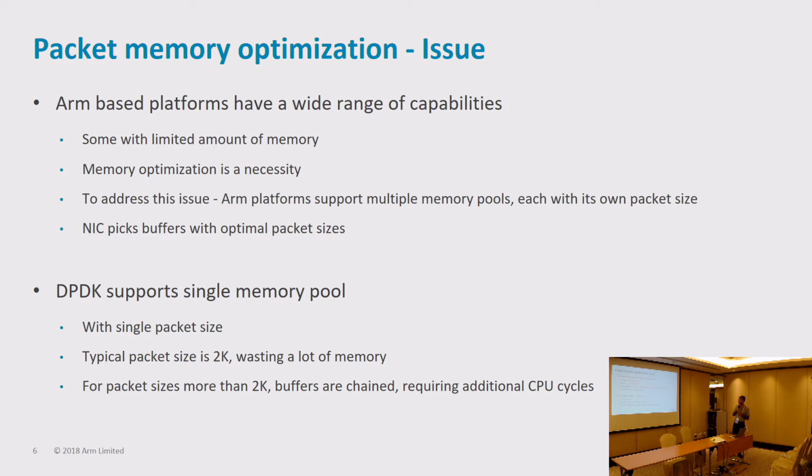Whereas in DPDK, currently it supports a single memory pool. Typically, it has a 2K buffer size. I think that wastes a lot of memory for 64 byte packets. And then if you have packets which are more than 2K, you end up chaining the buffers, which requires additional CPU cycles.